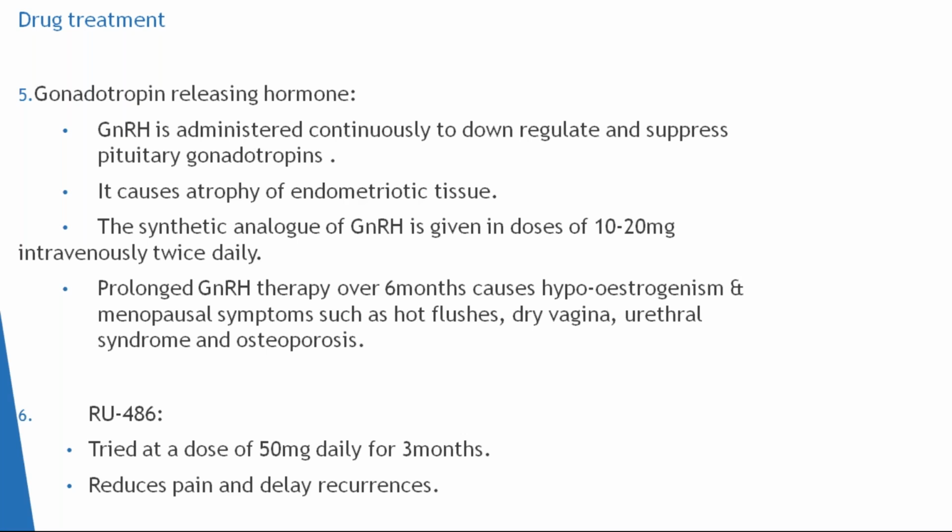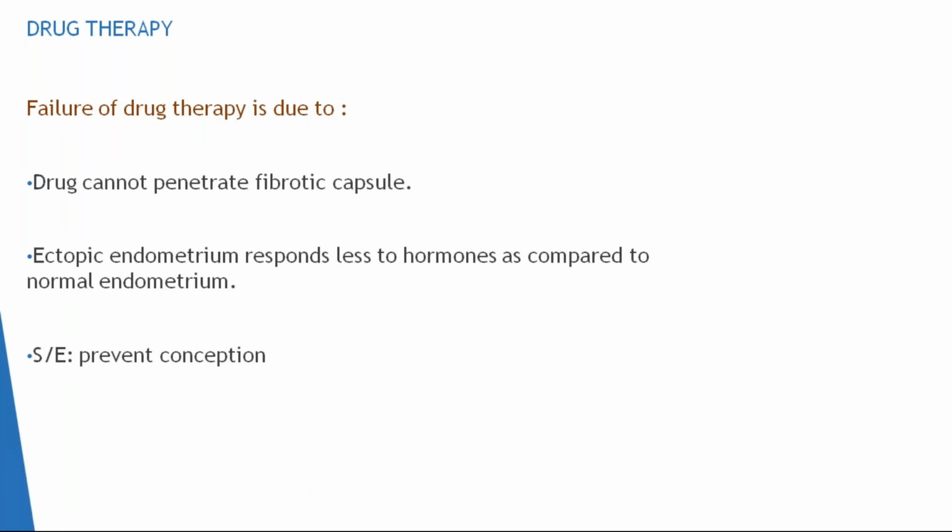And next, RU486, that is nothing but mifepristone. This is tried at a dose of 50 mg daily for 3 months. This reduces the pain and also delays the recurrence. If the drug therapy has failed, what can be the causes of failure of drug therapy? We change the drugs we have given but failed. Still she is having all the symptoms, pain, everything.